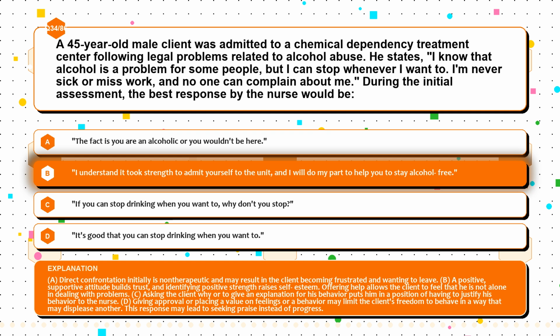C. Asking the client why or to give an explanation for his behavior puts him in a position of having to justify his behavior to the nurse. D. Giving approval or placing a value on feelings or a behavior may limit the client's freedom to behave in a way that may displease another. This response may lead to seeking praise instead of progress.